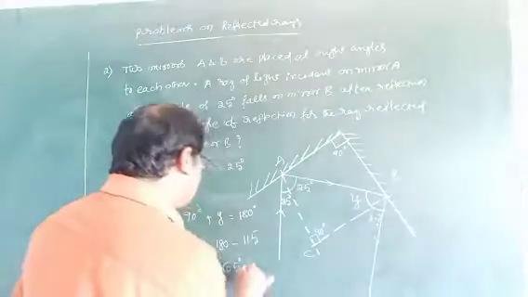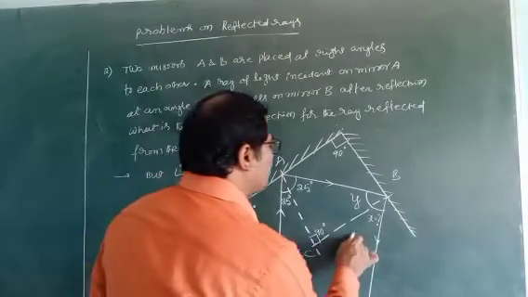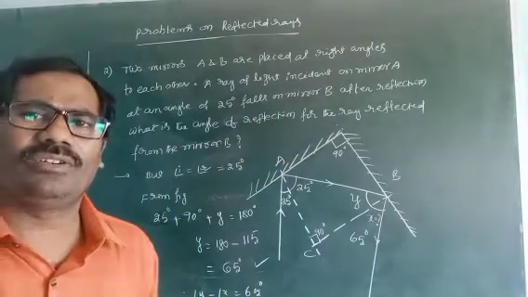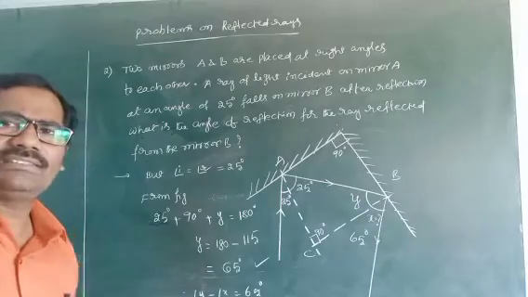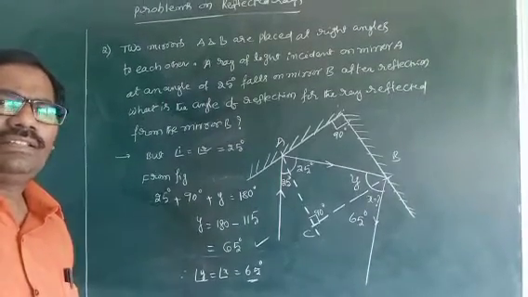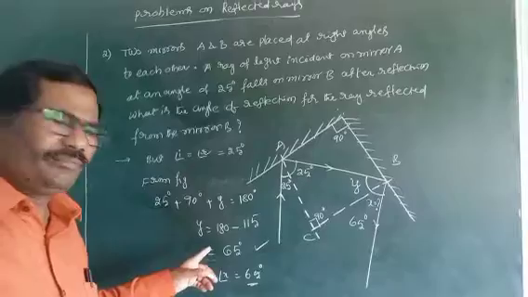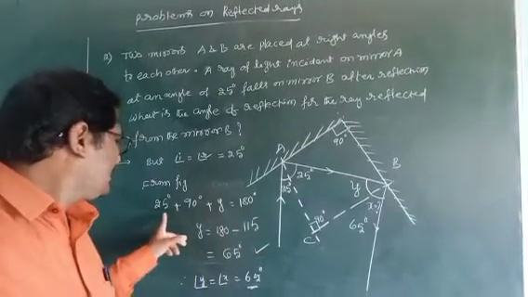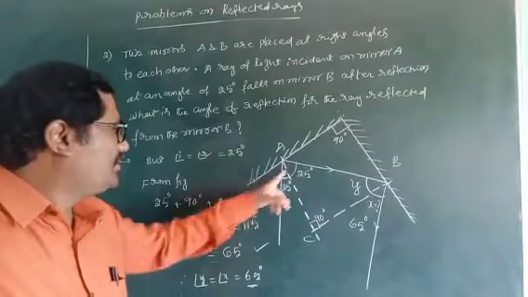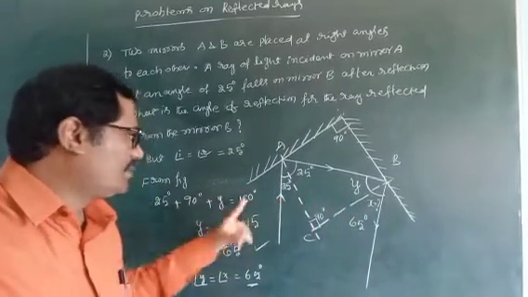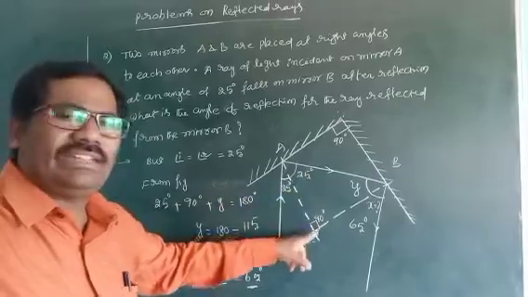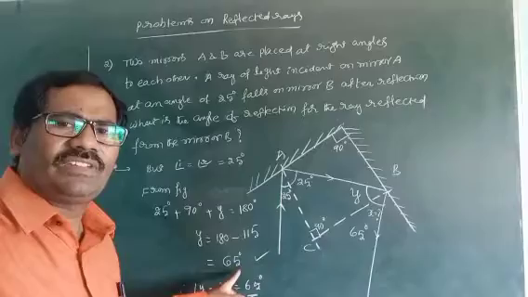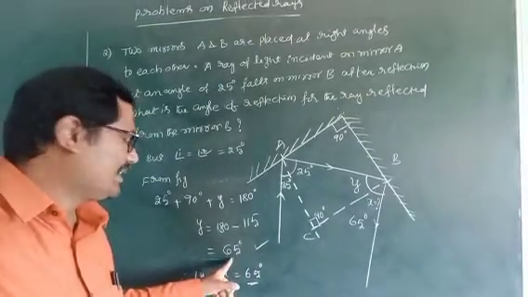That is also 65 degrees, the same as the value 65 degrees. The sum of the angles is equal to 180 degrees. 25 plus 90 plus y is equal to 180. 25 plus 90 is 115. Transferring that to the other side, 180 minus 115 is equal to 65 degrees.